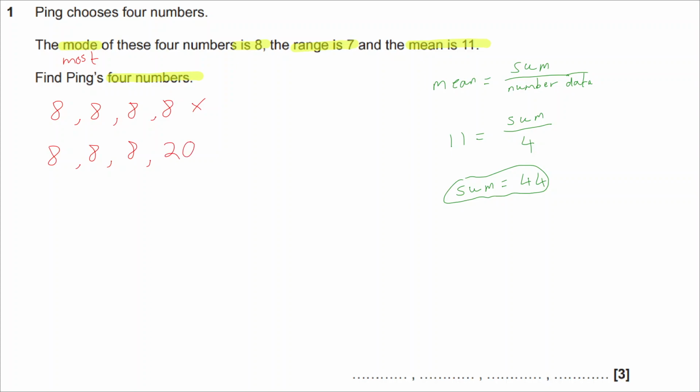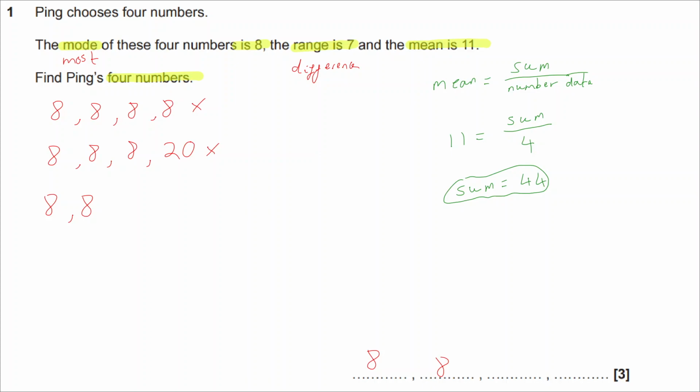And this wouldn't work because the range, which means the difference between the biggest and the smallest, is not 7. The range here would be 12. 20 take away 8 is 12, not 7. So it can't be 3 8s. So the mode must have 2 8s. So we know straight away that there's going to be an 8 and an 8.